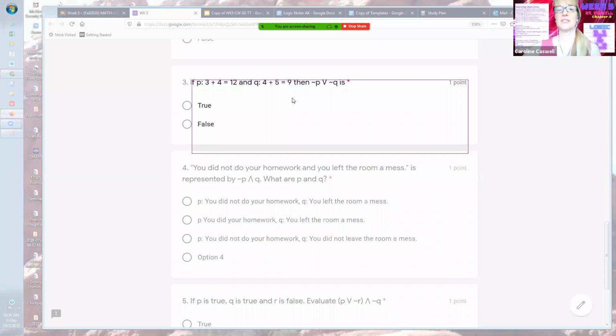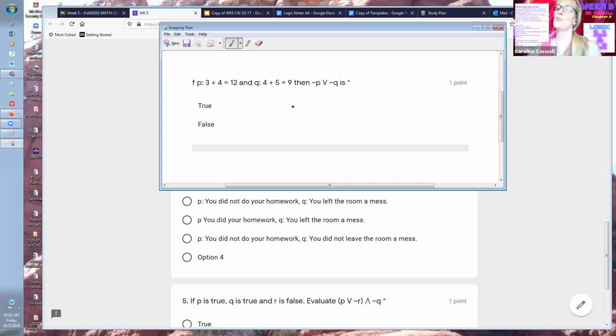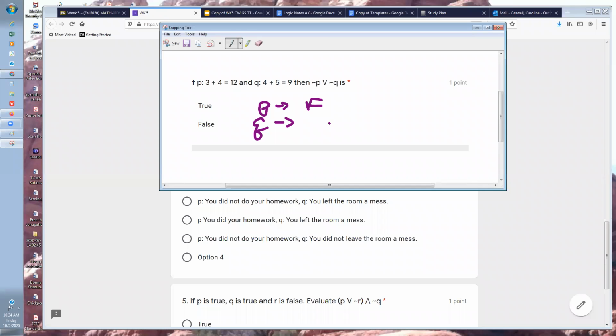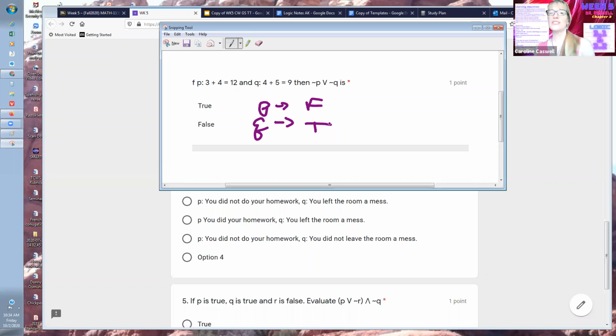I'm going to do this off to the side. So 3 plus 4 is 12. Is that true or false? False. It is false. And Q, 4 plus 5 is 9. Is that true or false? True. It's true. So now what we're going to do is we're just going to take the opposite of P.